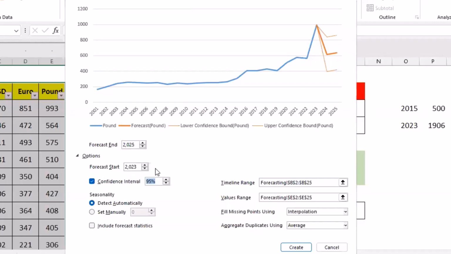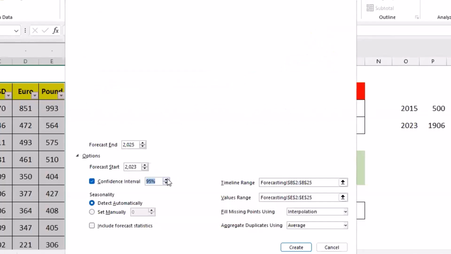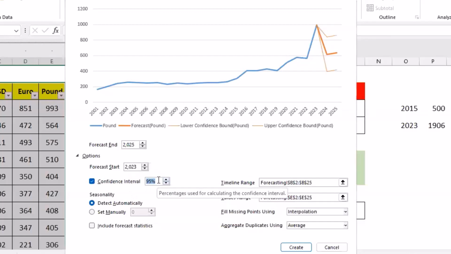The more confidence that I have, the wider the margin will become. So the less confidence that you have, the more it will narrow down the gap between your highest and your lowest expected rates. Let me put it back to the default, which is always 95. And most analysis that you'll be doing will always be based on a 95% confidence interval.